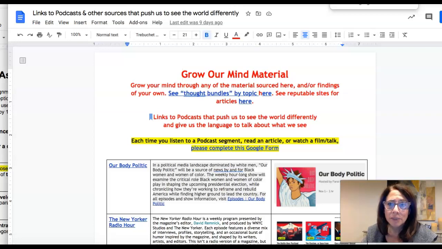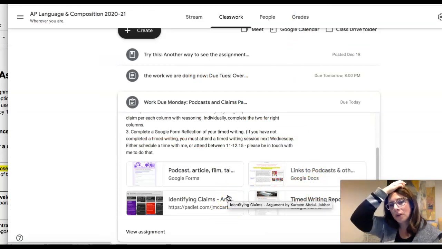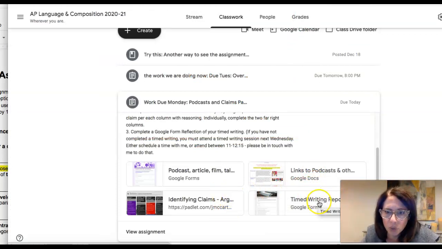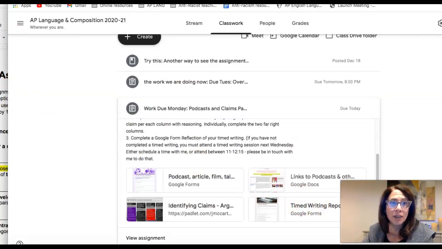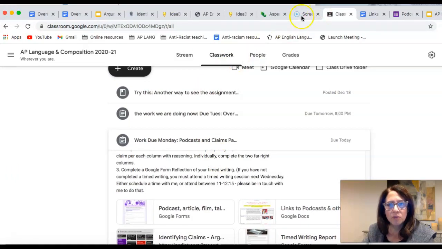They are extra credit. But if you miss the main timed writing essay, you will need to make that up on a Wednesday. So each time you do a timed writing essay, you want to complete this Google form, and I will make sure you have it. But that helps you to analyze and reflect on what you need to do differently for the next time you do the timed writing piece.